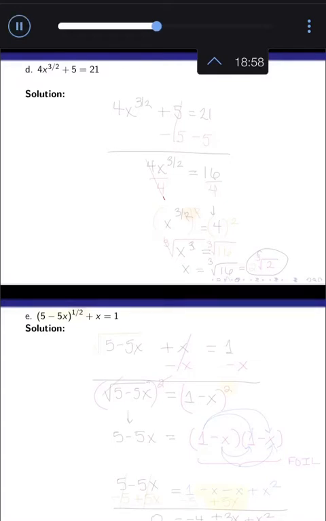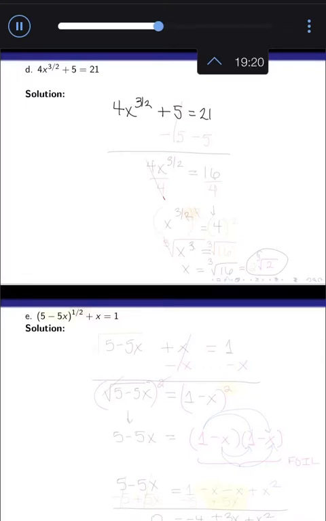Let's look at another example. Let's look at problem D. In problem D, we have 4x to the 3 halves plus 5 equals 21. So how would you solve this equation for x?